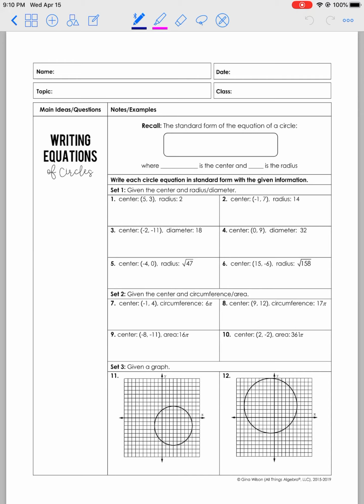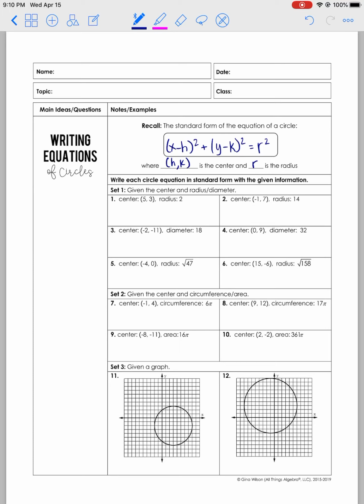All right, so as I hope you recall from yesterday, the standard form for the equation of a circle is x minus h squared plus y minus k squared equals r squared, where (h, k) is the center of the circle and r is the radius.